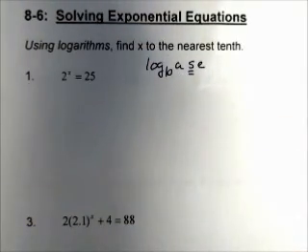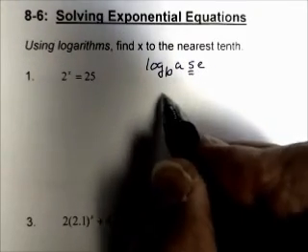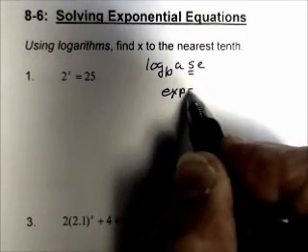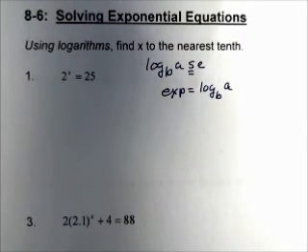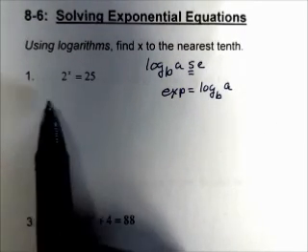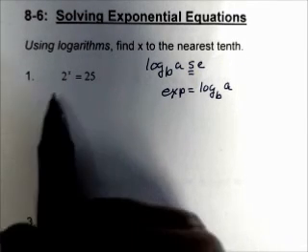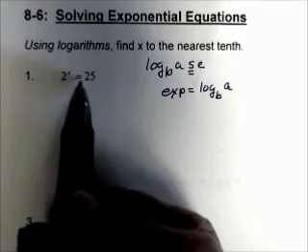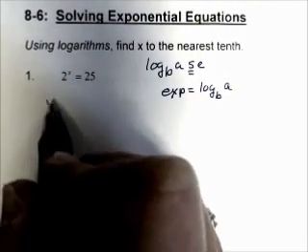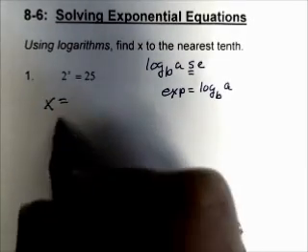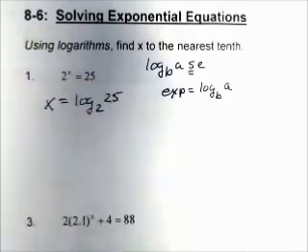Or another way of writing it, if I want to write it with the exponent first, so kind of looking at this backwards, we would have the exponent is equal to log base b of our answer. So that's what we're going to do here, all right? We want to get x. So let's switch from exponential form to log form. So our exponent x is equal to log base 2 of our answer 25.